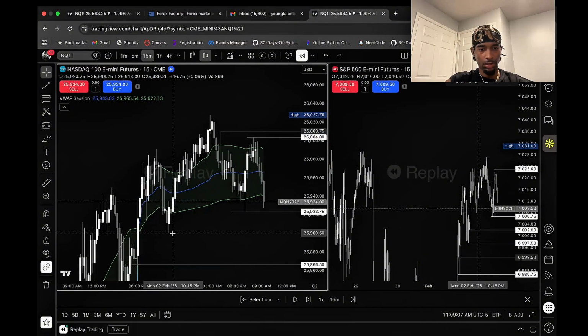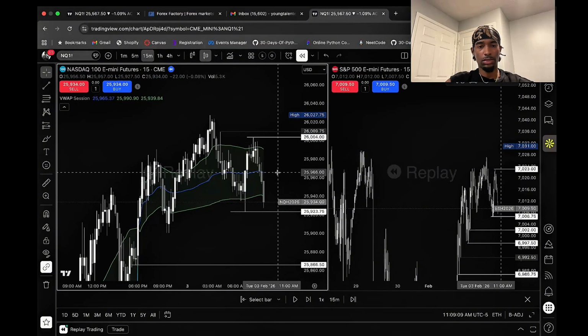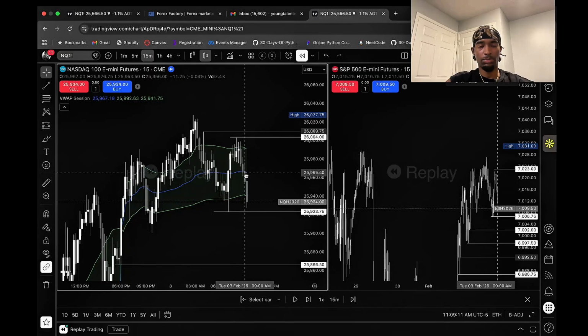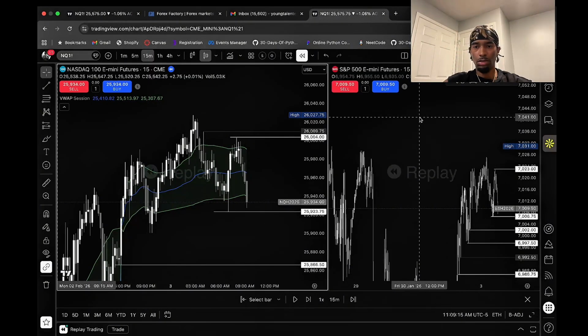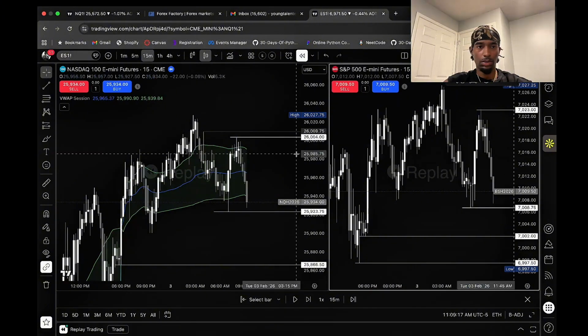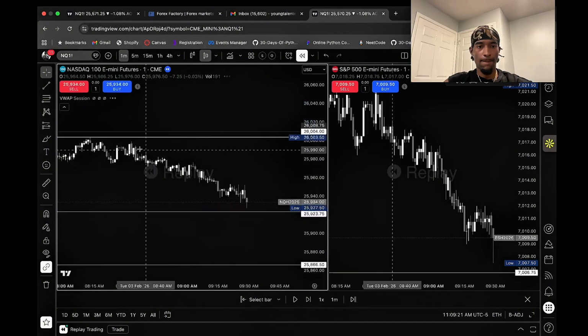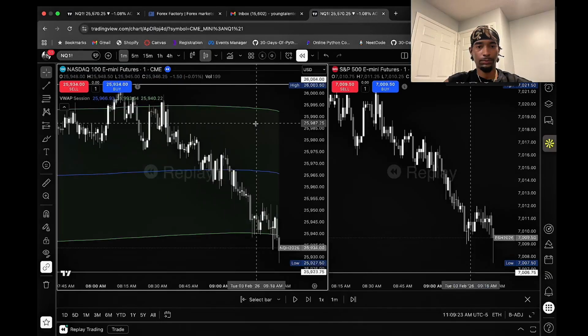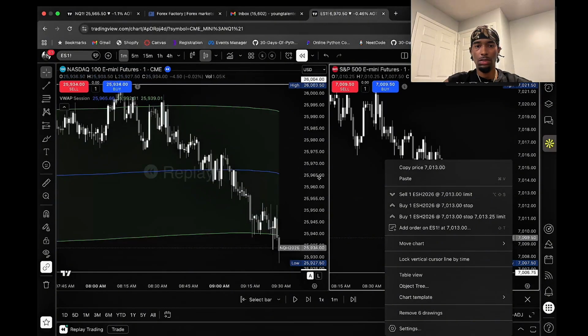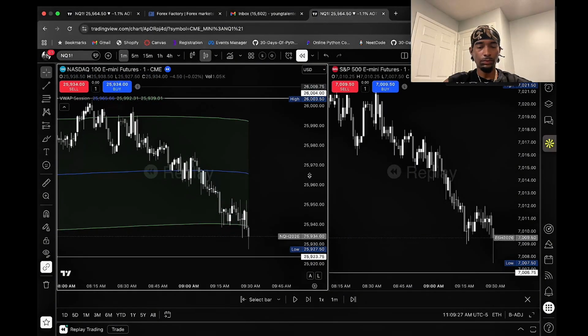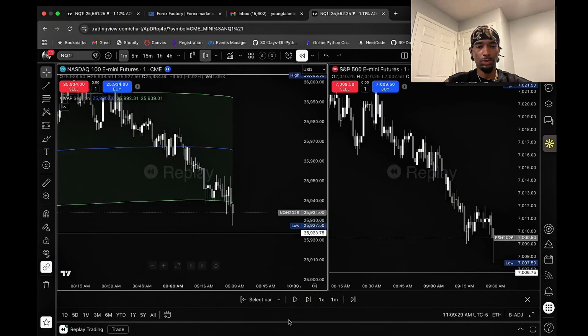So, yeah, that's basically what I seen, what I was looking for, or that was basically my narrative of going into the day. Was bearish. So let's see what happens at market open. All right, cool. So like I said, it looks like we're going towards the draw.